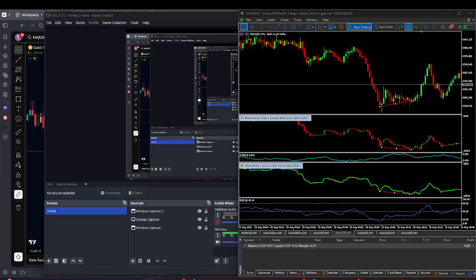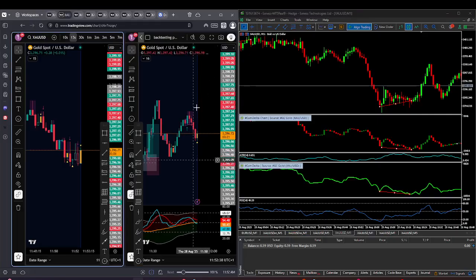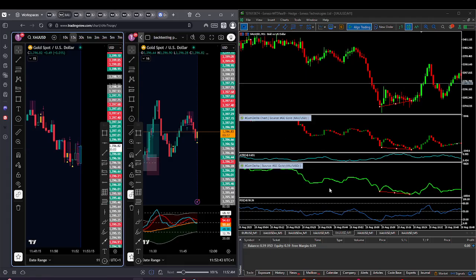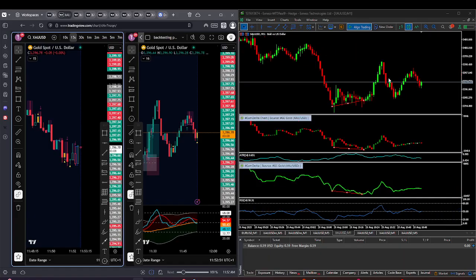All right, so let me just explain what it is. This is how my chart looks. You can use all of these indicators, but the most important ones are on your MT5 chart: cumulative delta. How to add it is simple.